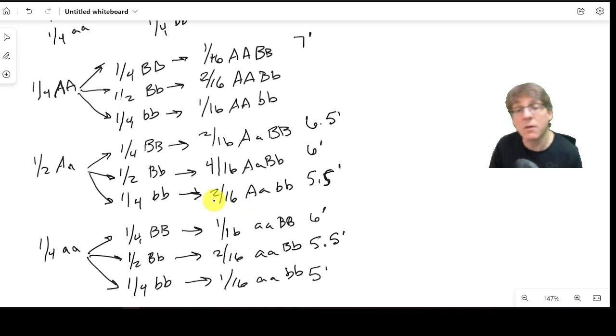Okay. Here we have 1, 2 additive alleles. So we're going to add again 1 foot. So these are going to be 6 feet. And then this one we're adding 1, 2, 3. So we're going to have 6.5 feet.